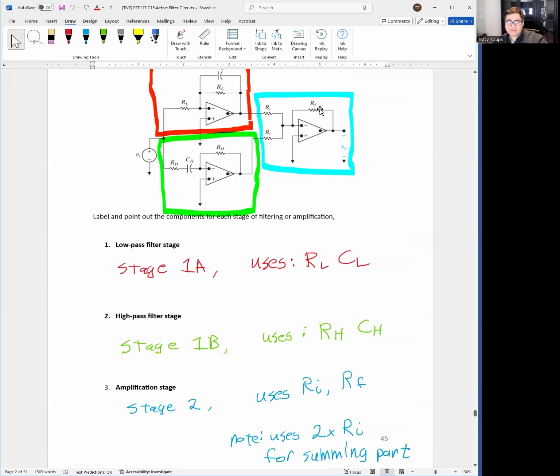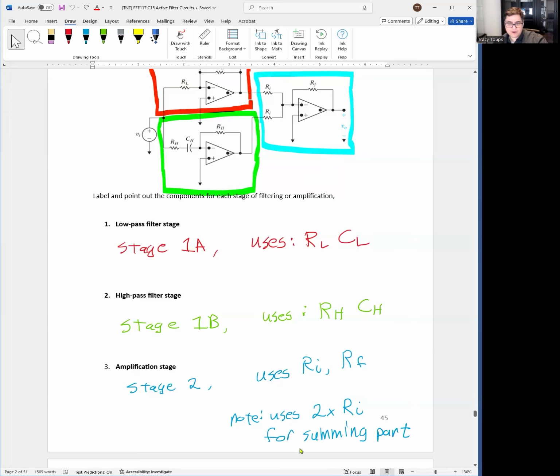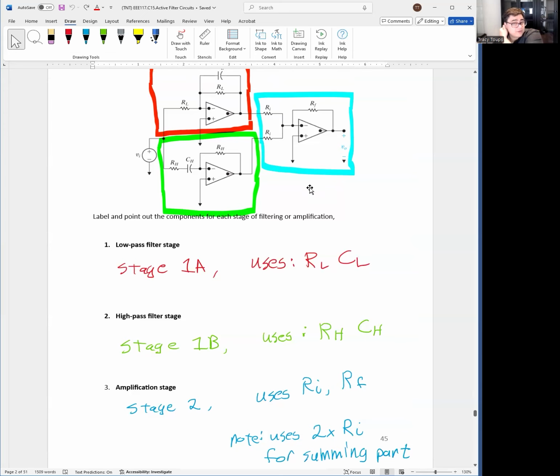Here's stage 2, we have RF and RI. Notice these two resistors are going to be both the same. You don't want these two resistors to be different, because then one signal will be amplified more than the other. So just make sure these two resistors are equal to each other. Note it uses two RIs for the summing part. So you choose RI over RF to create your amplification right here as well.